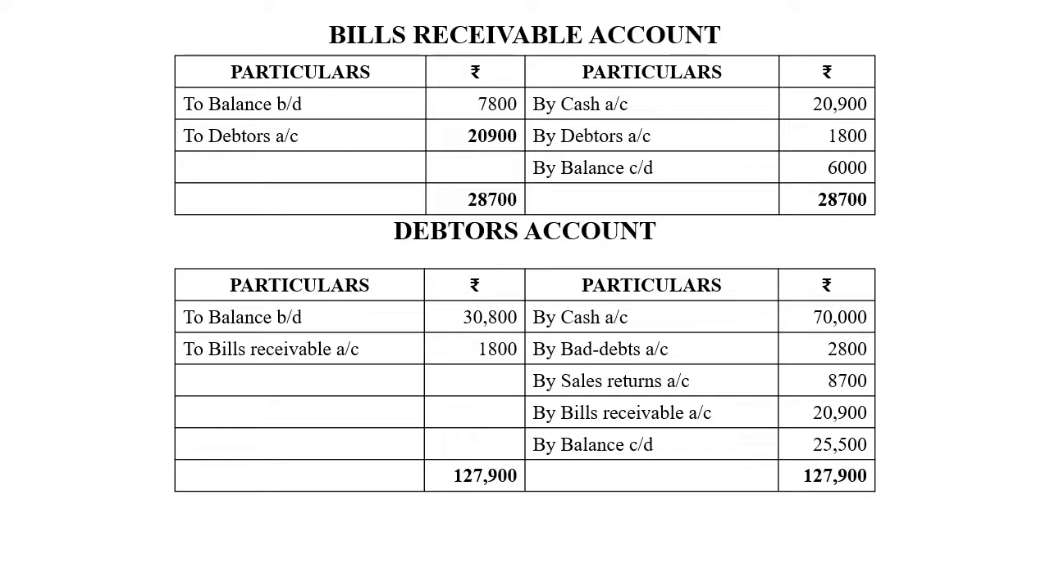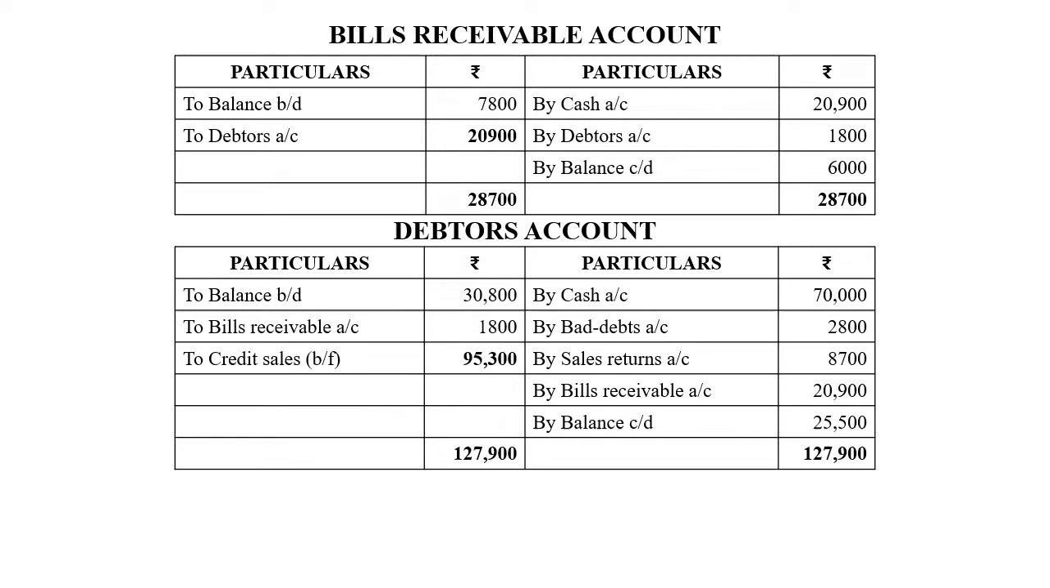So first you can find out the total of the debtors account. It is 1,27,900. That is the credit side total, 1,27,900. The balancing figure is to credit sales account. That is the balancing figure, 95,300.